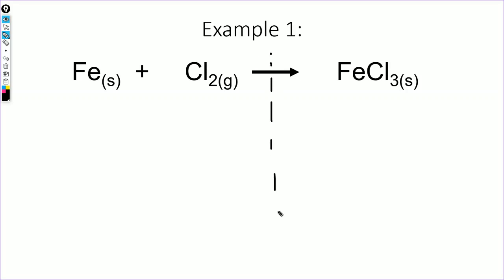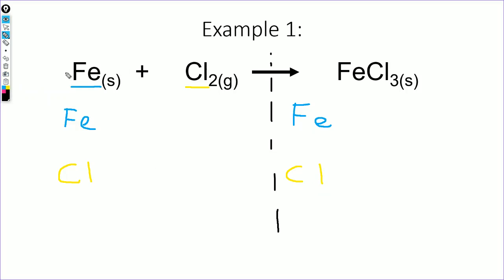So we draw a dotted line, right? We can separate our reactants from our products. And we write out what we have. We have iron, Fe, and we have chlorine, which is Cl. On the right side, we have iron, which is Fe, and we have chlorine, which is Cl.